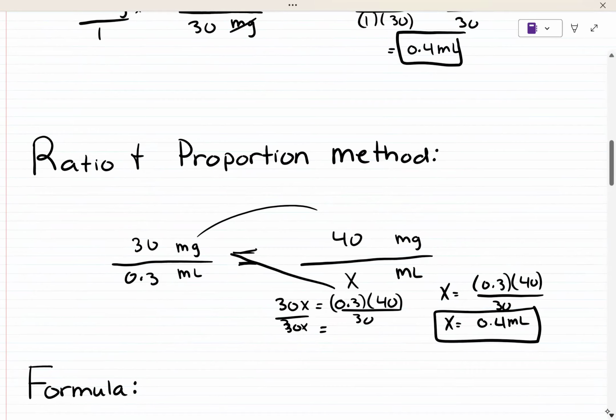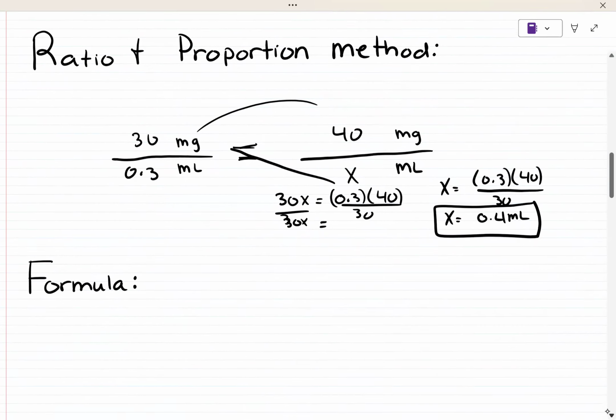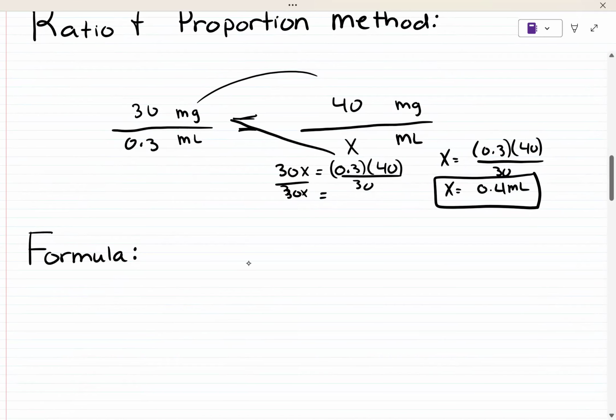And then the last method, yes, you can definitely still do the formula method. Some of these problems you can, and this one you can. So what is the formula method? It's basically desire over have times vehicle.